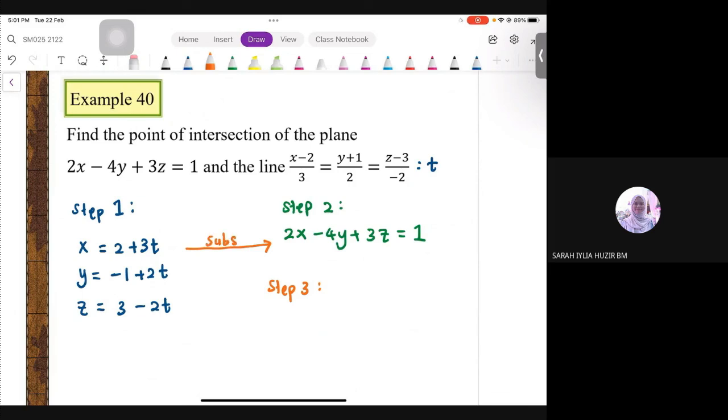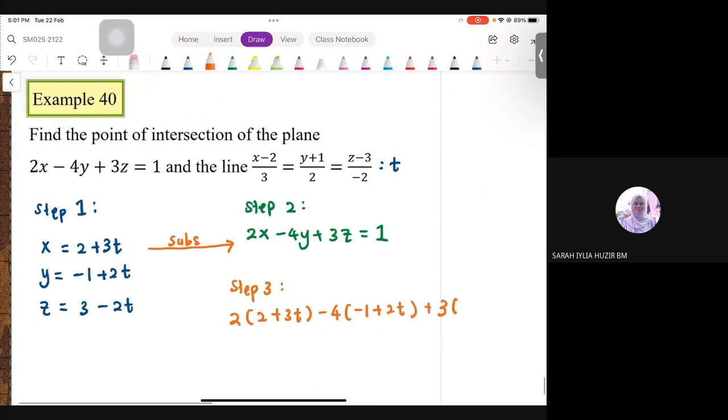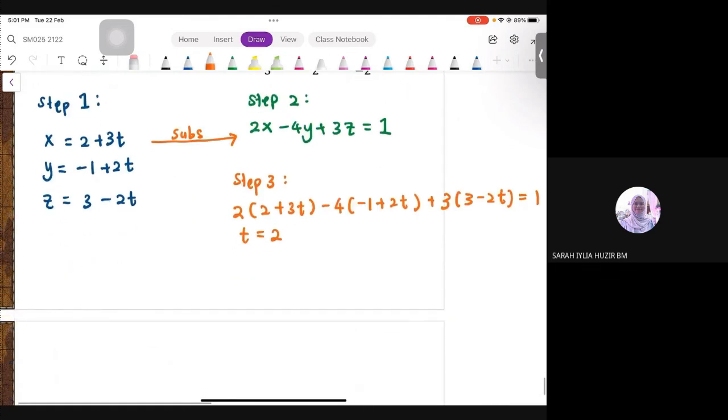So now we will have 2 times 2 plus 3t minus 4 times negative 1 plus 2t plus 3 times 3 minus 2t. And that would be equal to 1. So simplify this up. Finally, t should be 2. Okay, settle with step number 3. Now, moving on to the last step, step number 4. Substitute this scalar back into our line equation to obtain x, y, and z.